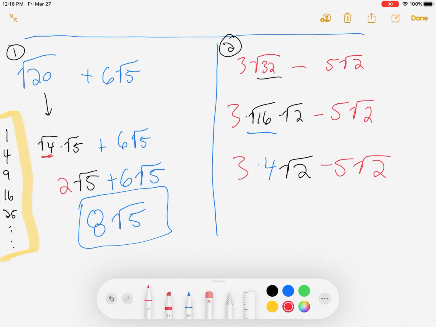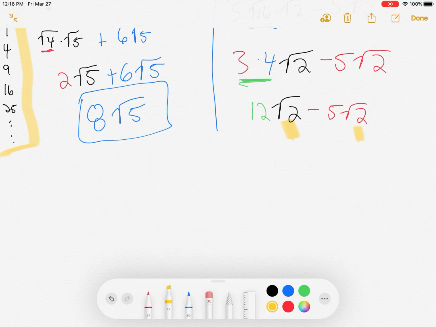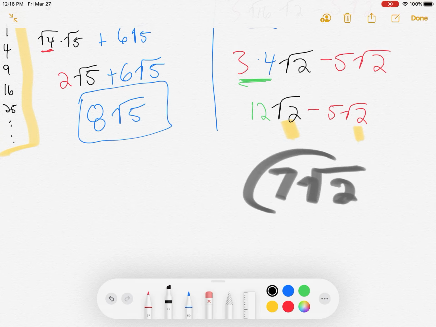So again, now we can combine like terms. Let's back this up a little bit. What we can do now is we can say, well, 3 times 4 is what? Well, you have 12 square roots of 2 minus 5 square roots of 2. And now, again, my numbers inside the house are the same. So what we can do is say, well, 12 minus 5 is just 7 square roots of 2.